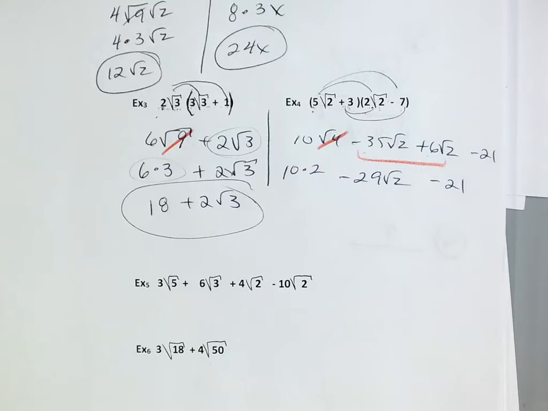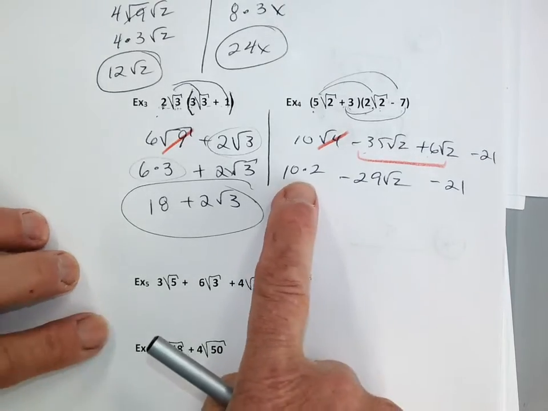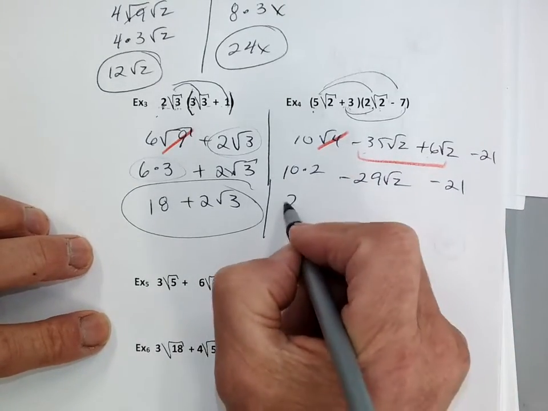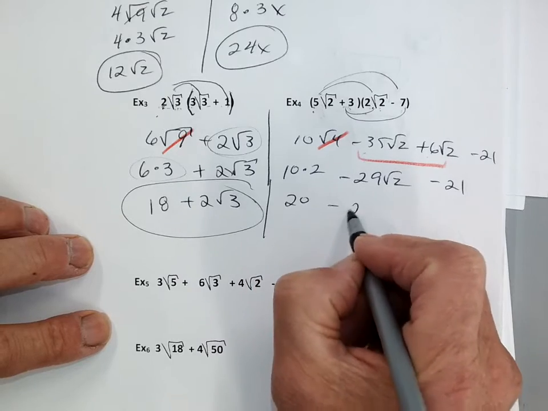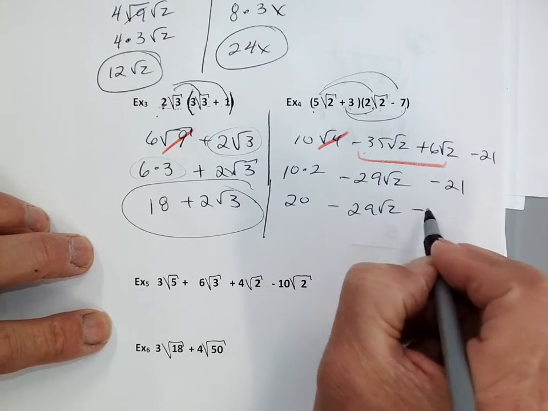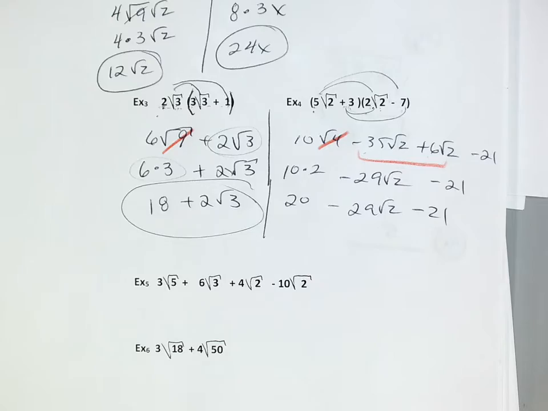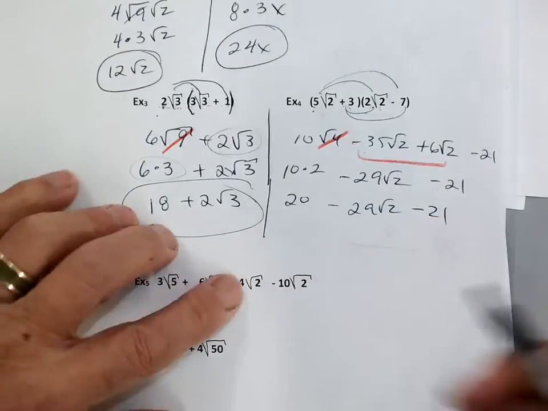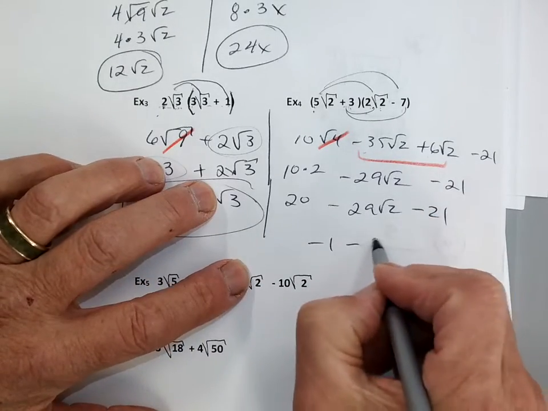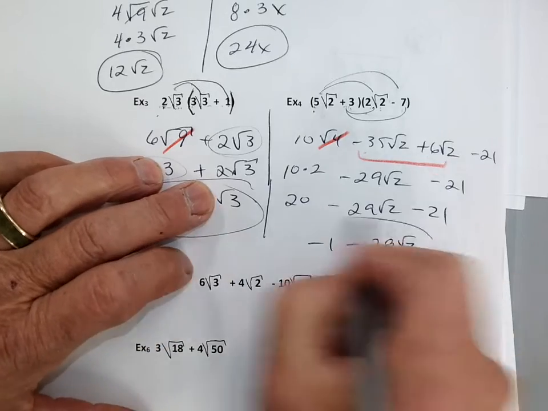All right, there's more I can do, isn't there? I think so, because 10 times 2, that's 20. Minus 29 square roots of 2 minus 21. Almost done. 20 minus 21 is a negative 1. Minus 29 square roots of 2. Okay, there you go.